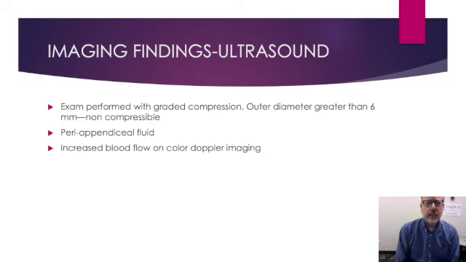Under ultrasound, a normal appendix is less than 6 millimeters in size. If the appendix is greater than 6 millimeters in size and non-compressible with compression, findings are concerning for appendicitis. Secondary findings would include fluid about the appendix and increased blood flow on color Doppler techniques.